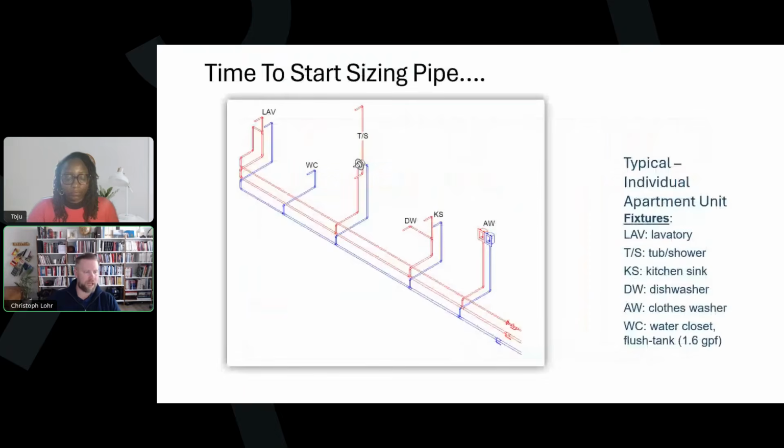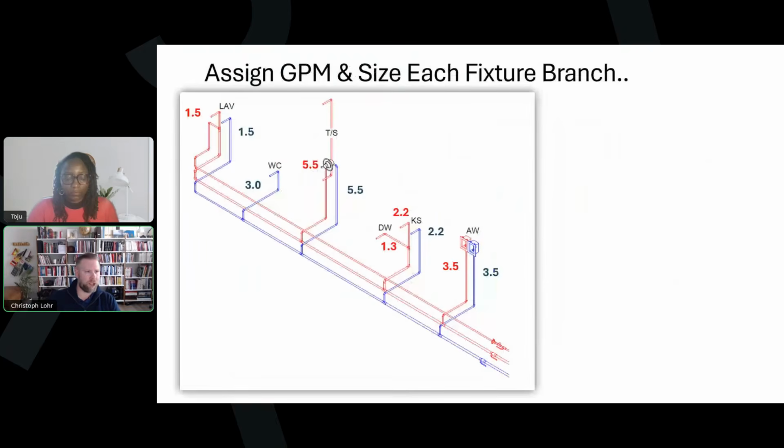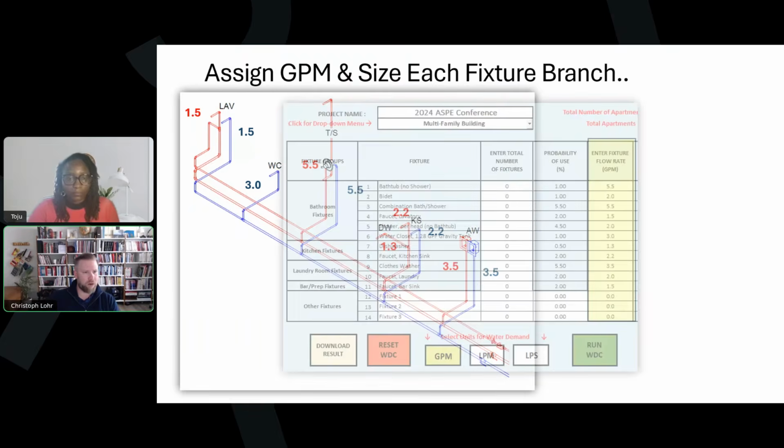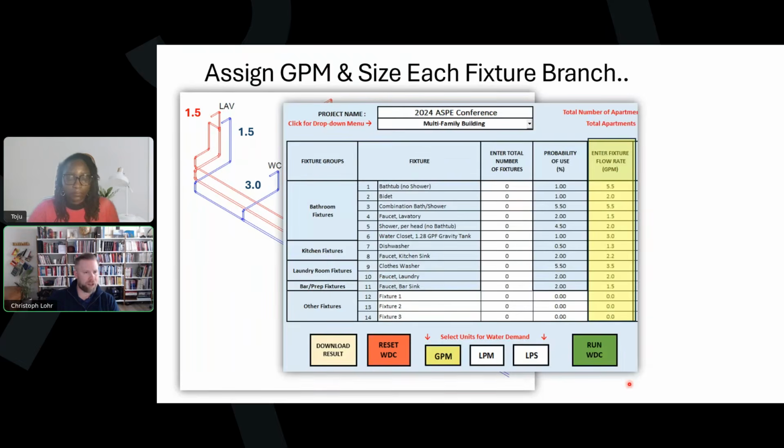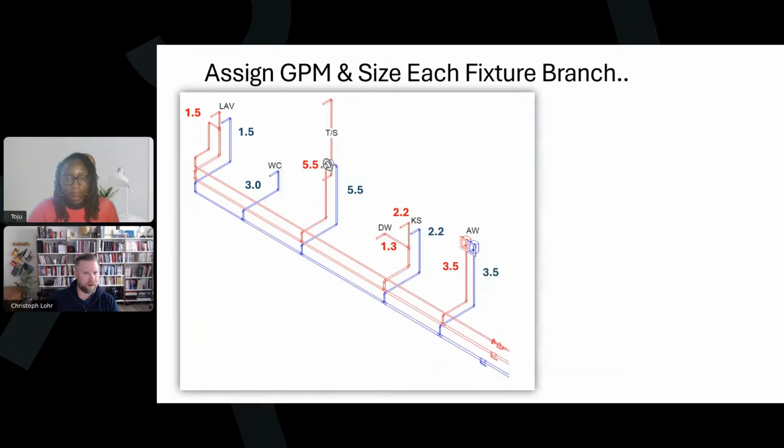All right, so time to start sizing the piping. If we look at our unit here, the first thing we want to do is assign GPMs and then size each fixture branch. That's going to be based off the code. Again, Appendix A covers all of that. But the GPMs here we can drop in for each one of these. Remember the fixture flow rates, we fill those in, I think we had A, B, C, D, E, so that column E there. So we'll go ahead and add that.